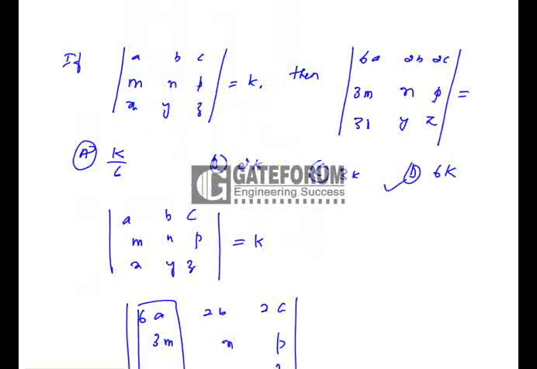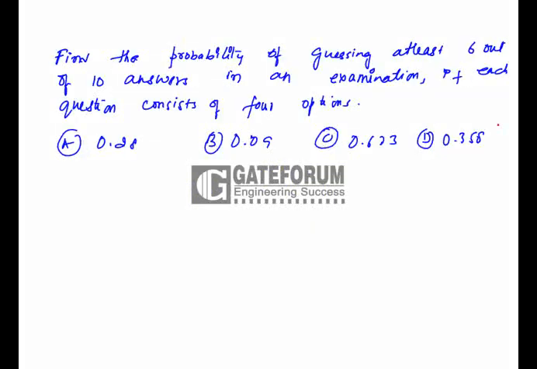That is option D. We have to find the probability of guessing 6 questions out of 10 in an examination if each question consists of 4 options. If each question consists of 4 options, there will be only one correct answer. So the probability that the answer is correct is 1 by 4, and the probability that the answer is wrong is 3 by 4. The total number of questions is 10, and we have to select 6 questions.